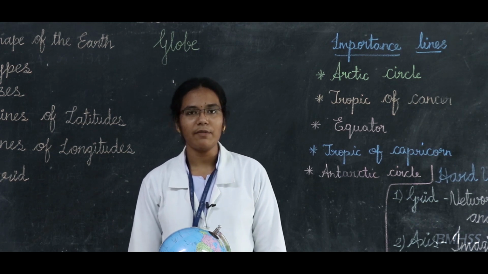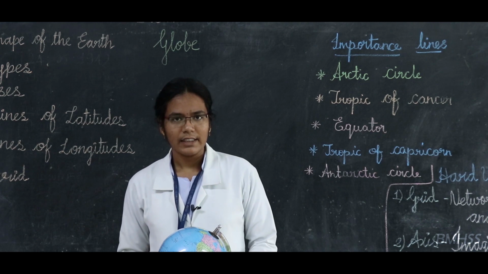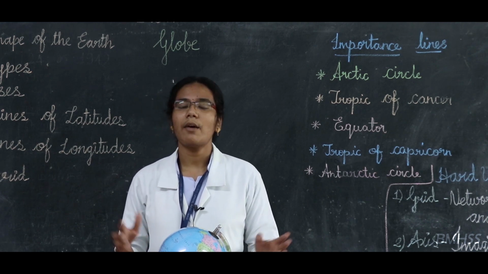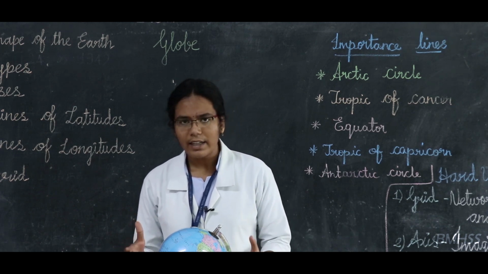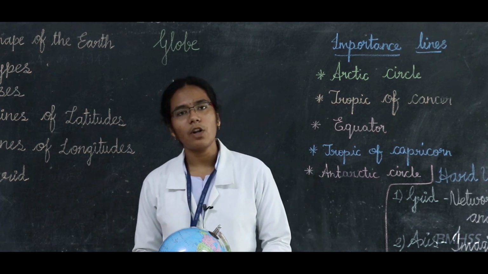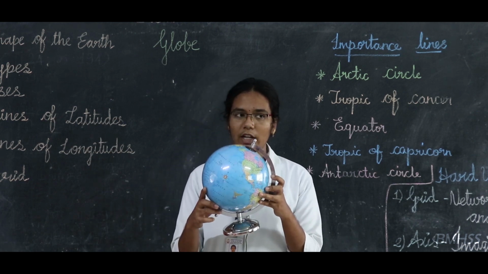Today we are going to see 5th standard social science. We all live in a planet called the Earth. Is it right, children? Earth is a very big as well as very beautiful planet. We can't see it at a single glance, so we need a model. A man-made model of the Earth is called a globe.